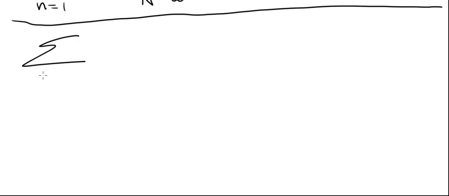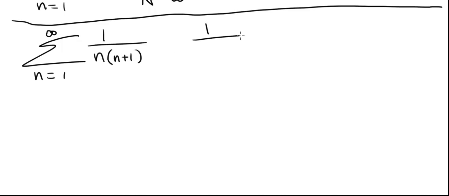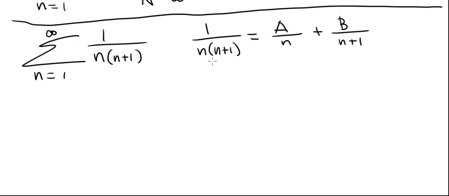So I'll rewrite the series in this way, 1 divided by n times n plus 1, and we can decompose it using partial fraction decomposition because the denominator is just the product of two distinct linear terms. So this is A divided by n plus B divided by n plus 1. Multiplying both sides by the denominator, we get 1 equals A times n plus 1 plus B times n.